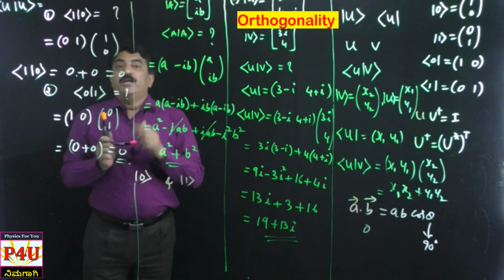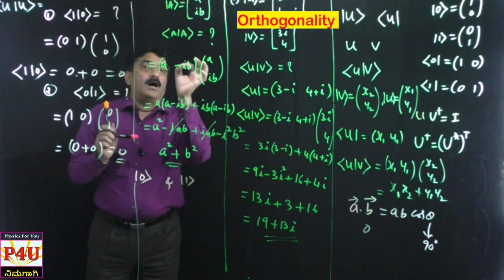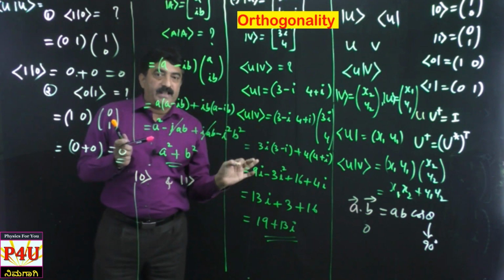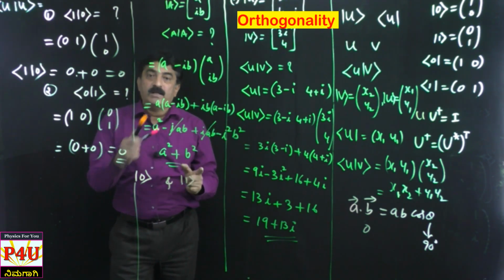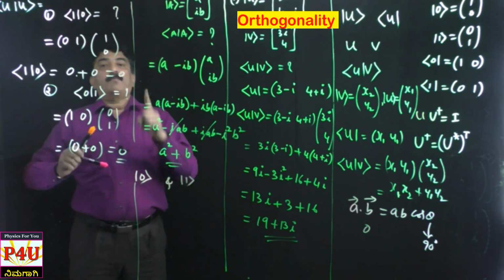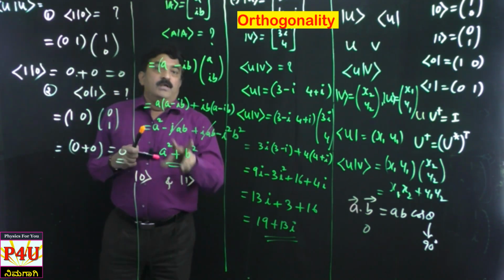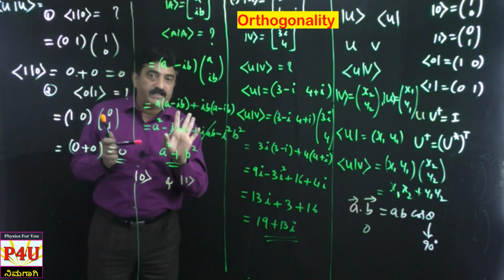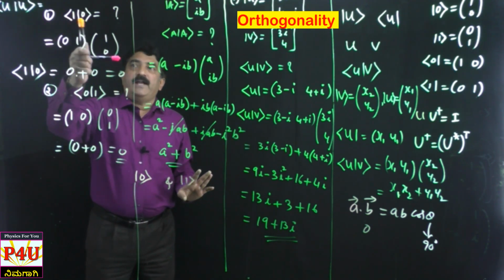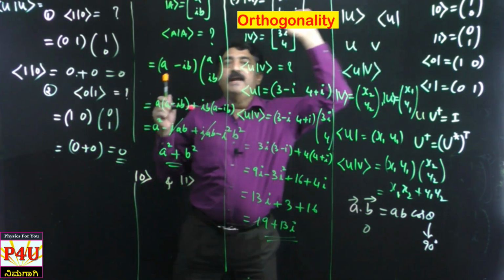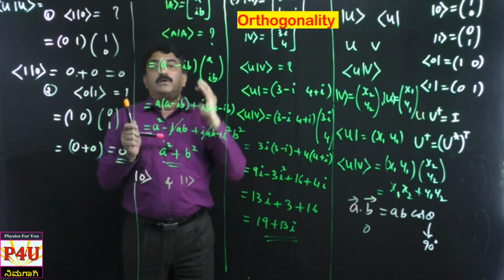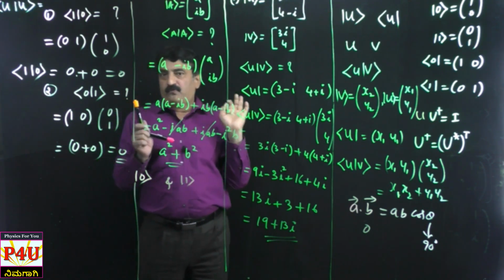Normal to each other. There is one more name, can you tell me what it is? Orthogonal. Okay, so this is called orthogonality. What is the condition for orthogonality? If the inner product of two vectors is 0, then those two vectors are said to be orthogonal. Got it? So now I can say ket 0 and ket 1 are perpendicular to each other, orthogonal to each other. I hope you are following now.